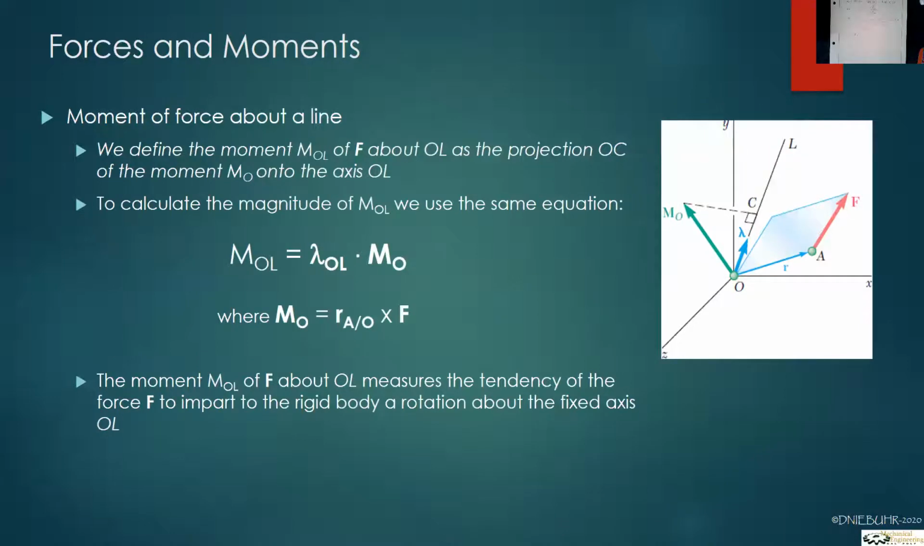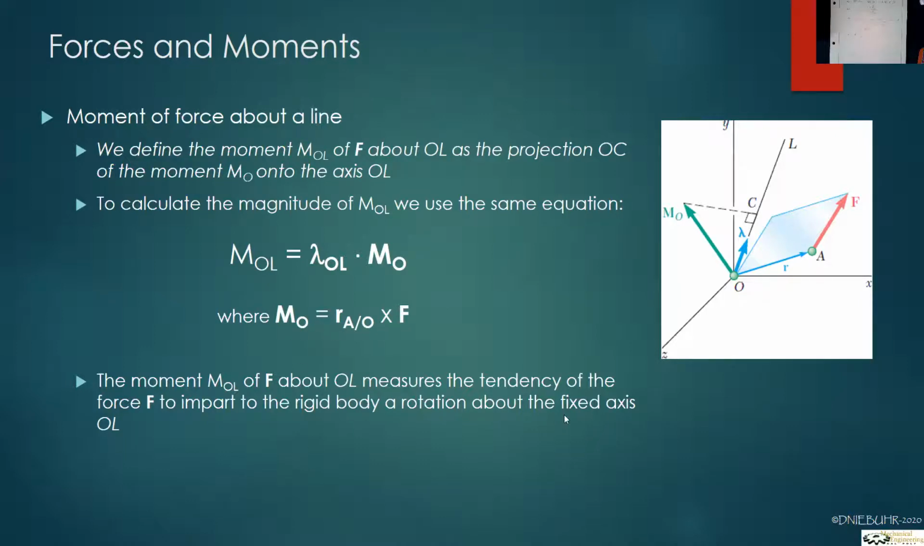So the calculation we do is, if we want the moment about line OL, we just take lambda OL dotted with MO. It looks very similar to what we did before, and you can reverse these. It doesn't matter which one's first. This is the same as, remember, if we had a force, we had the force vector times the unit vector, and this is no different. And of course, we first start off with our moment.